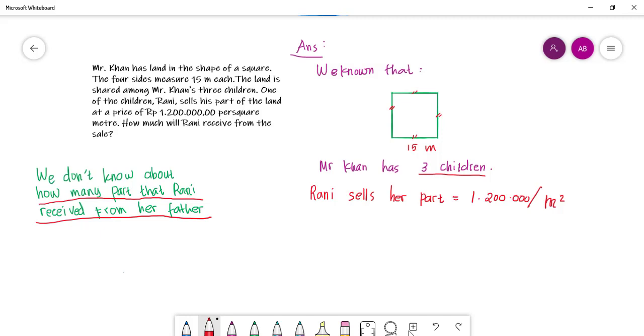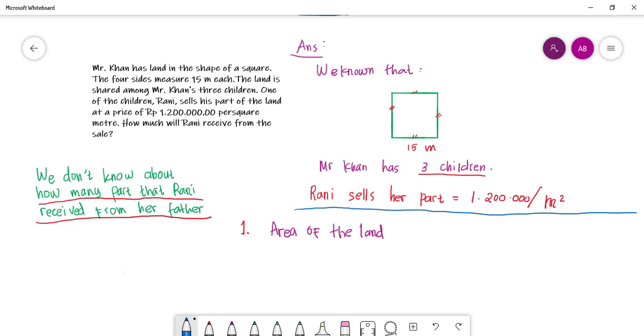So the first thing that we need to answer, number 1, is the area of all of the land. The area of the land is equal to, what did teacher Via say before? The formula of the area of a square. Of course, we square the number. Because the side is 15 meters, it is 15 meters times 15 meters, which is equal to 225 square meters.